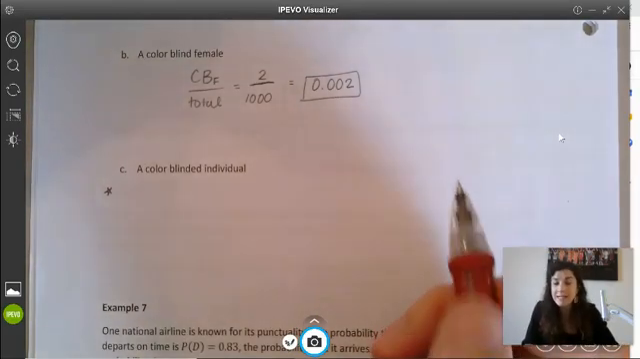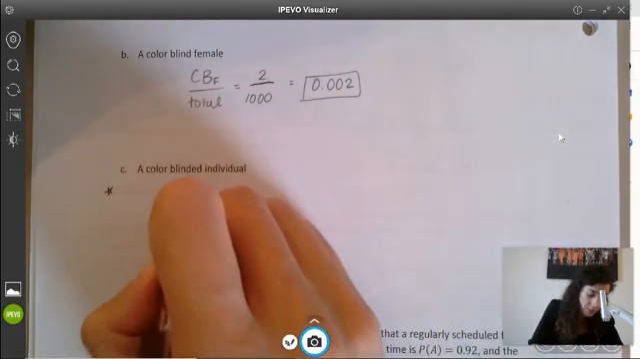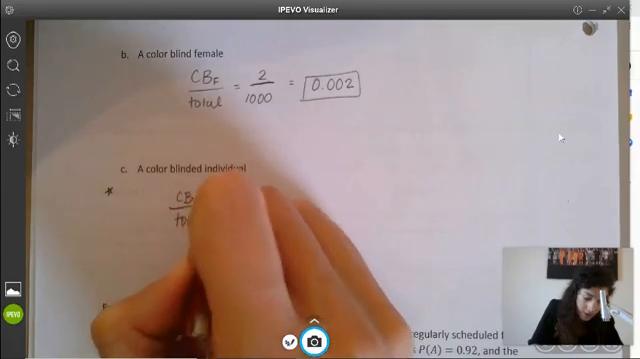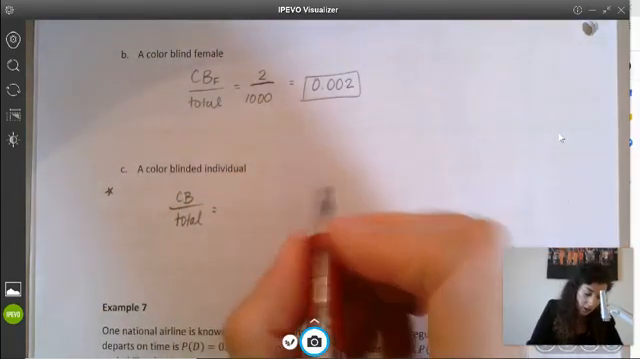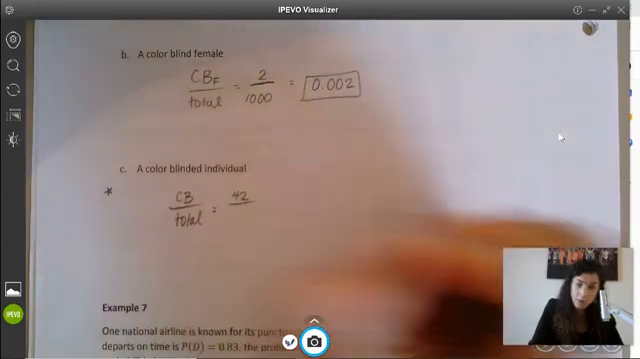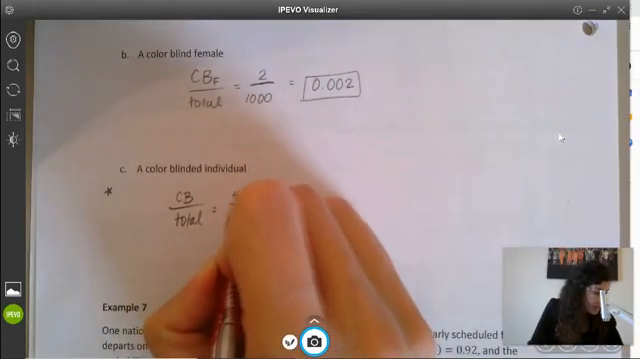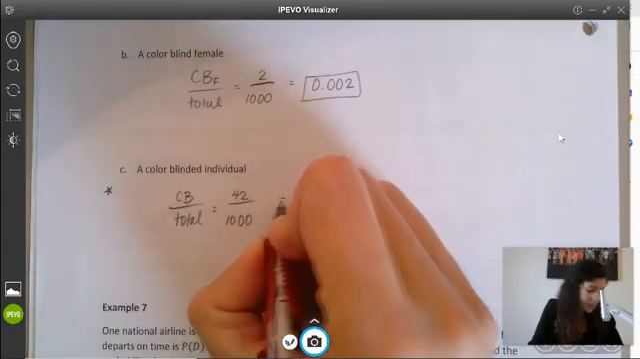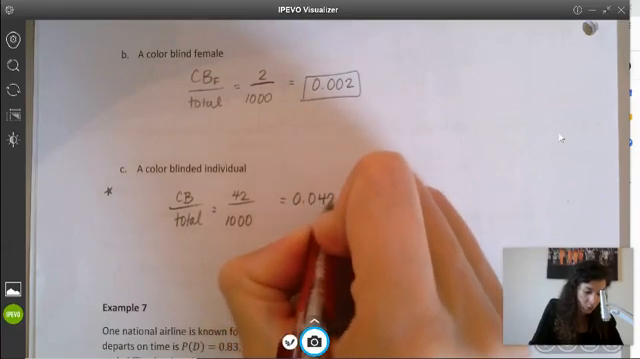Okay, so for a colorblind individual, you need to find the colorblind people and just divide by the total. Very straightforward. All of your colorblind individuals added up to a total of 42, divided by your grand total, which is 1,000. You should have gotten 0.042.